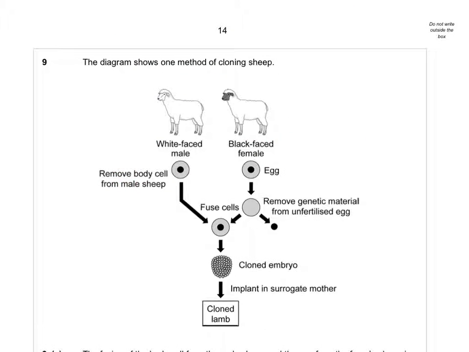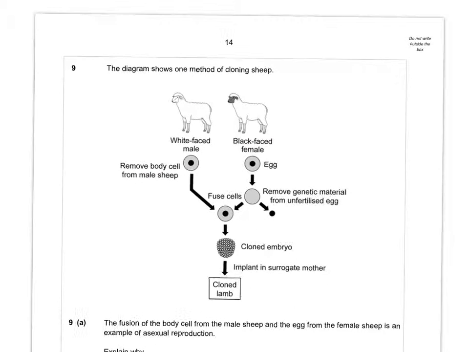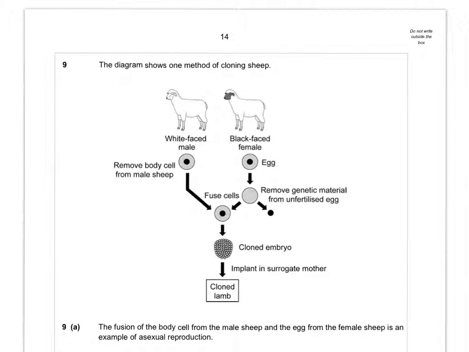Okay, next page. Question 9. The diagram shows one method of cloning sheep. So we've got a white-faced male, and a black-faced female, and it shows a method of cloning. We're removing the body cell from a male sheep, so we're taking one sample of one of its cells. We're taking an egg from a female, and this is the key bit here, we're removing the genetic material from the unfertilised egg, so we can see that the nucleus of that egg has been removed. So we fuse those two cells together, the body cell from the male sheep and the empty egg cell from the female, and that results in a cloned embryo.